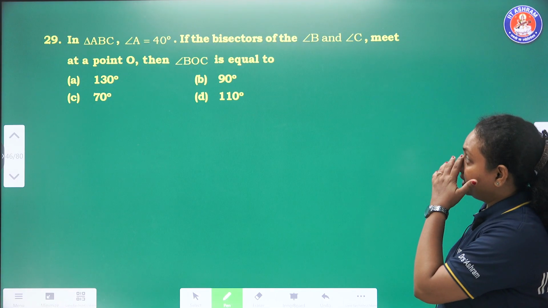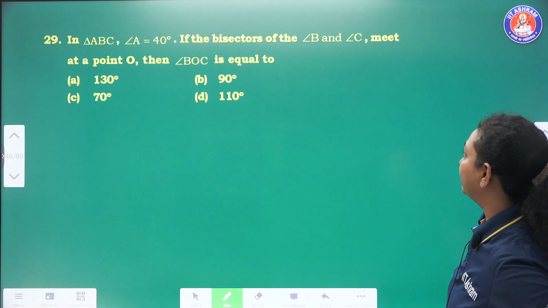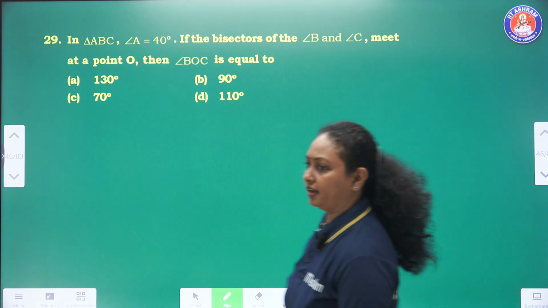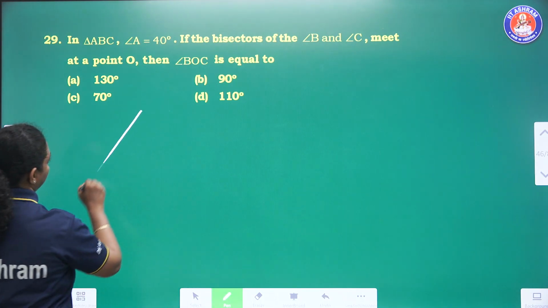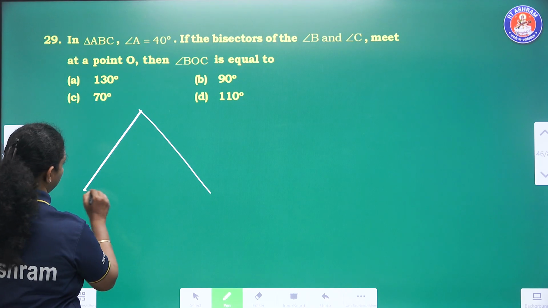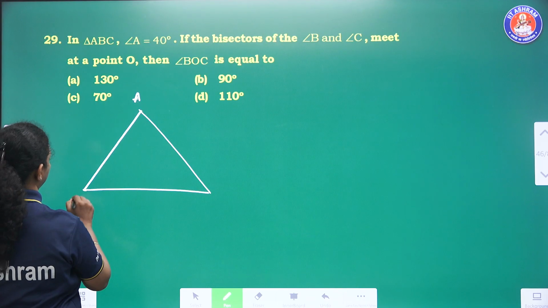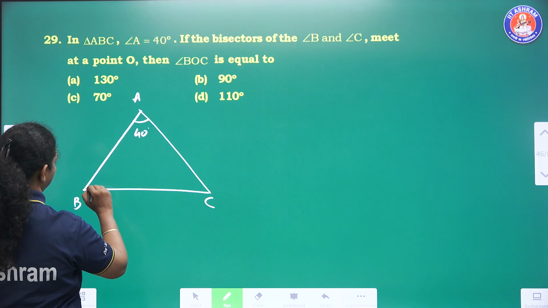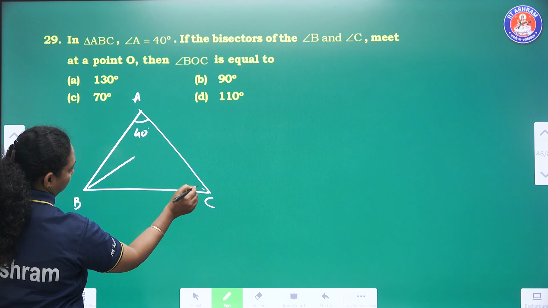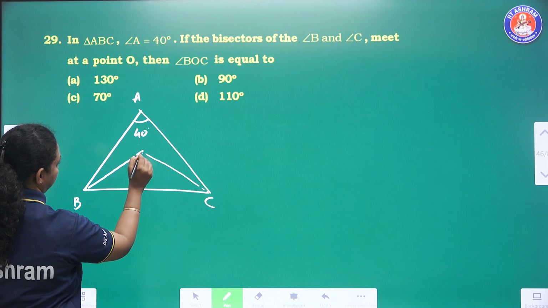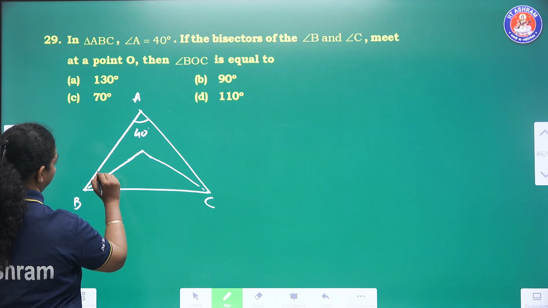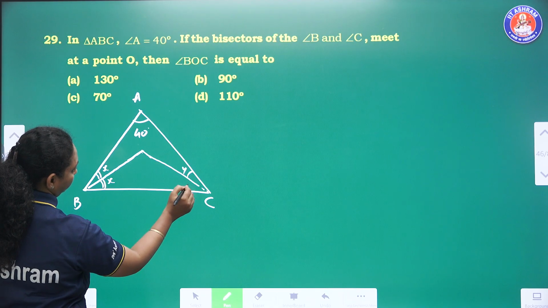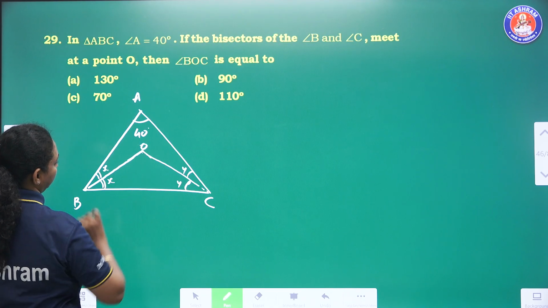In a triangle ABC, angle A is 40 degree. If the bisector of angle B and C meet at the point O, what is the measure of angle BOC? So in a triangle ABC, this angle is of 40 degree, and whatever measure of angle B and C is there, these are the angle bisectors. X and X and Y and Y. This one is the point.